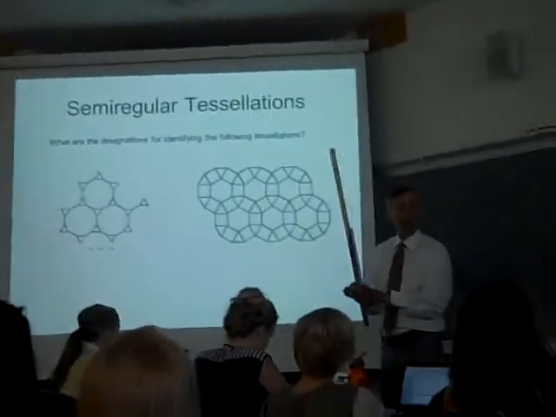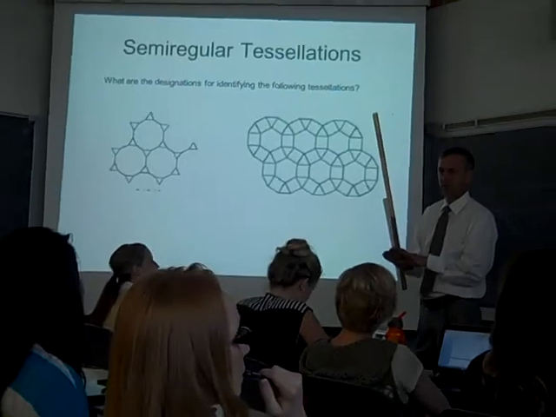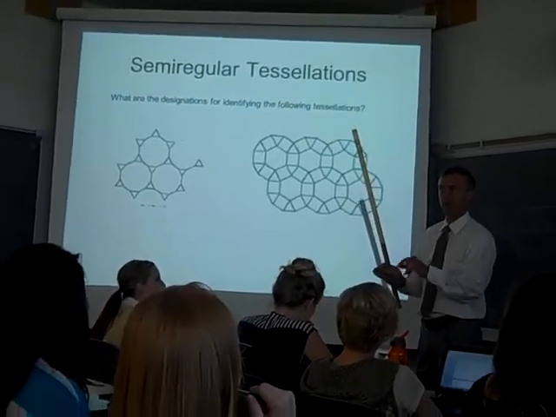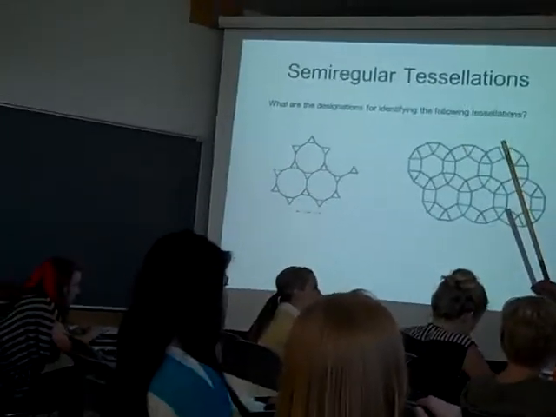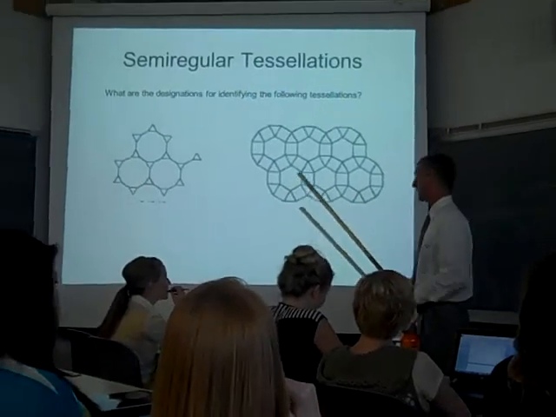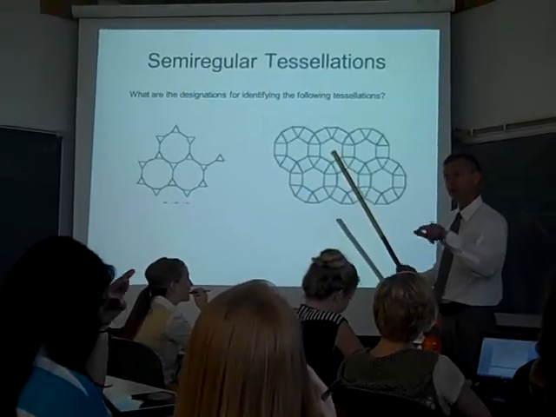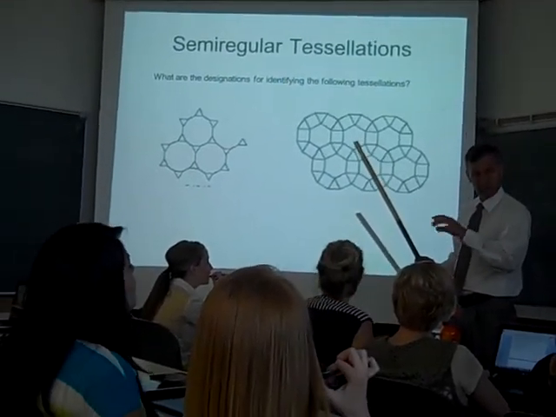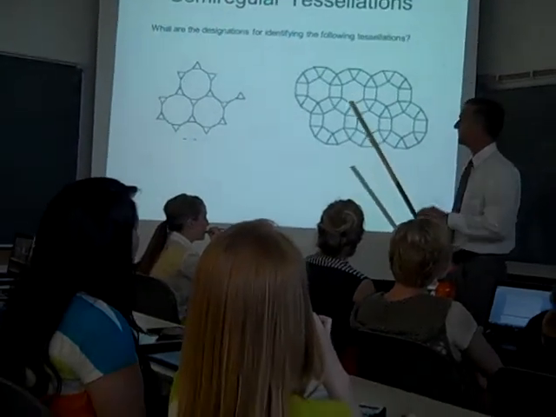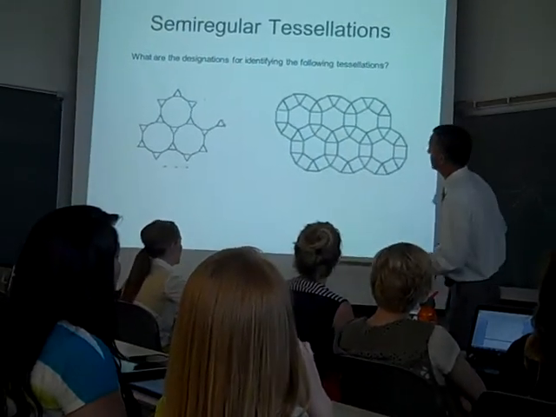Because they are not adjacent to each other. Okay, so we have to go 3, 4, 6, 4. We can't go 3, 4 squared, 6. That would look totally different. It would still fit around a point, 360, but it wouldn't look like this.